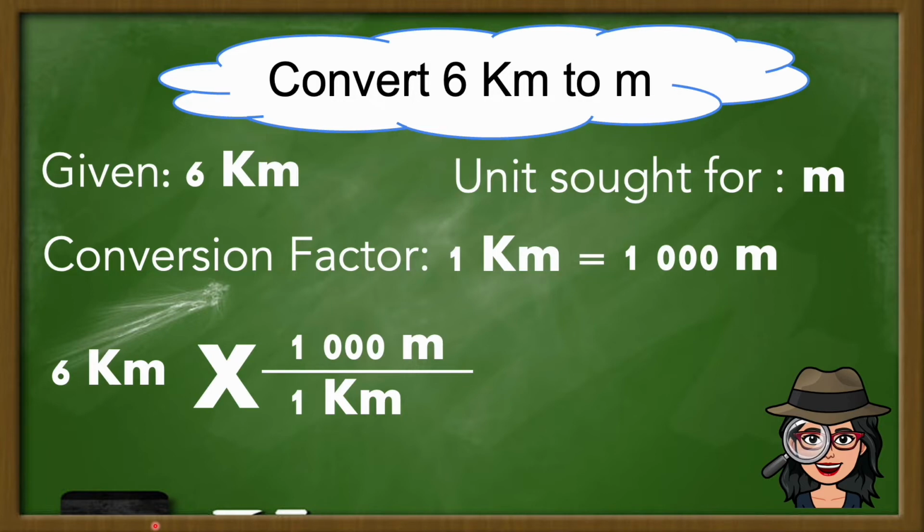So now we can proceed with our cancellation. So we will cancel out kilometers, the 6 kilometers, and the unit of kilometer in the denominator. So the remaining here would be 6 times 1,000 meters. That will be equal to 6,000 meters. Therefore, 6 kilometers is equal to 6,000 meters. Were you able to follow? Good job.